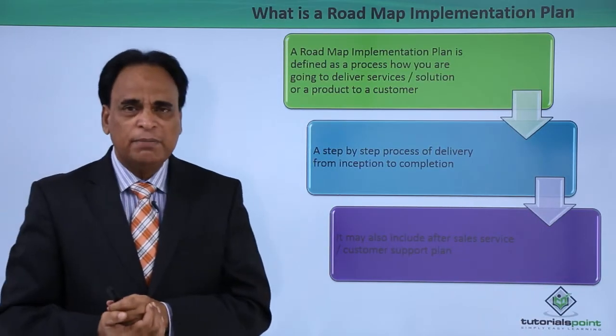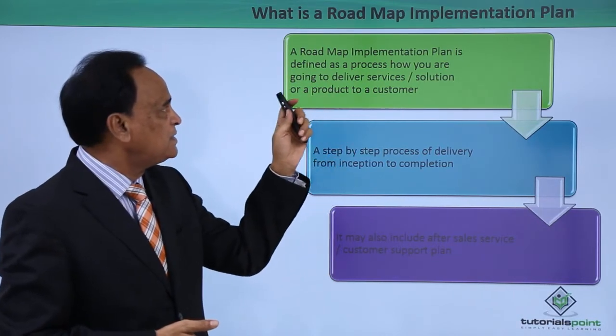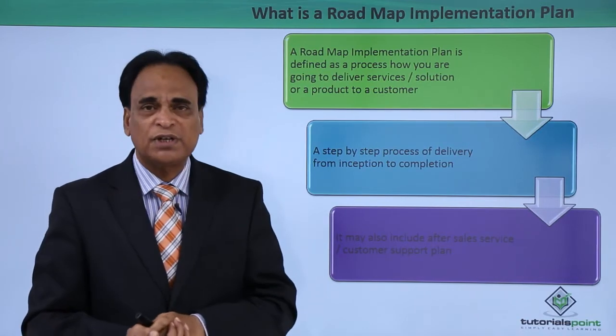What is a roadmap implementation plan in the first place? A roadmap implementation plan is defined as a process of how you are going to deliver services, solutions or products to a customer.